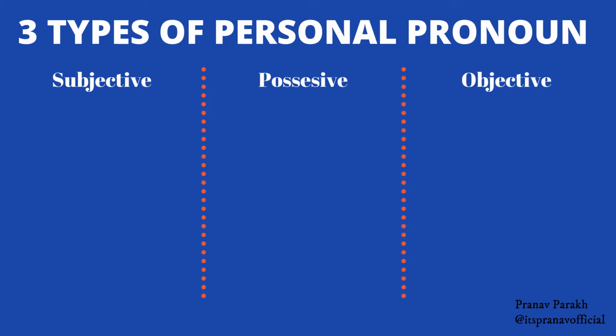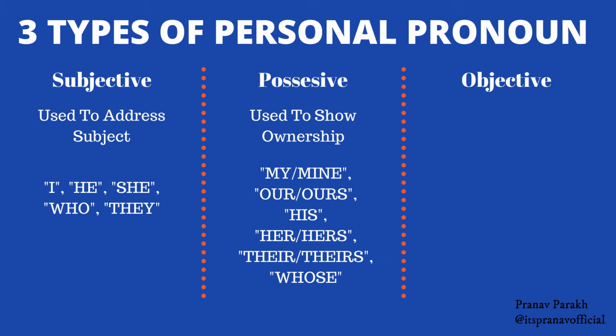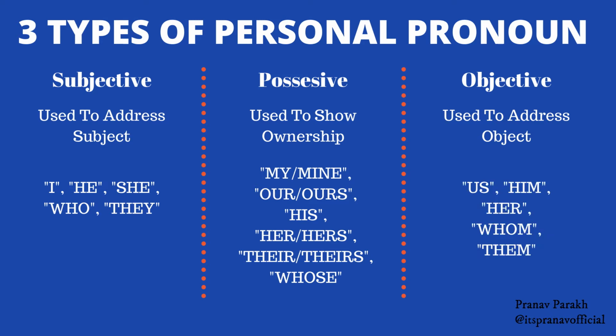Let's understand them one by one. What is a subjective pronoun? It is used to address the subject. Let's take some examples: I, he, she, who, they. What are possessive pronouns? They are used to show ownership. And what are its examples? My, mine, our, ours, his, her, hers, their, theirs, whose. And let's dive into the third type of personal pronoun, that's objective. It is used to address the object. For example, us, him, her, whom, them.